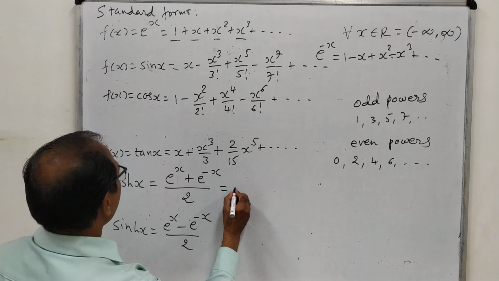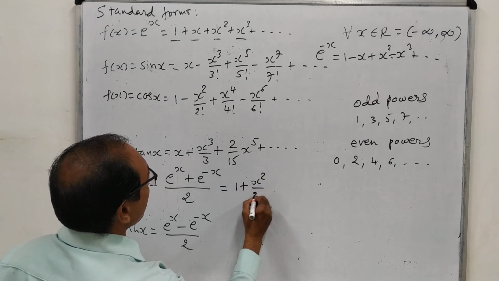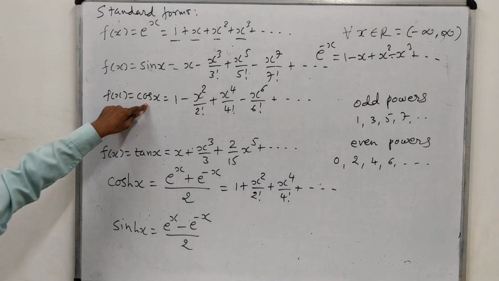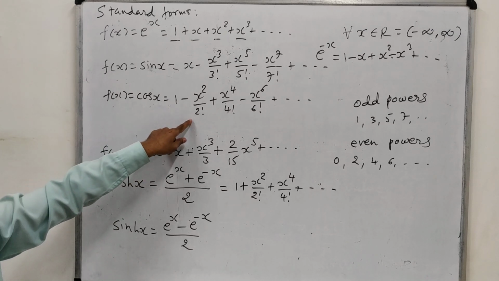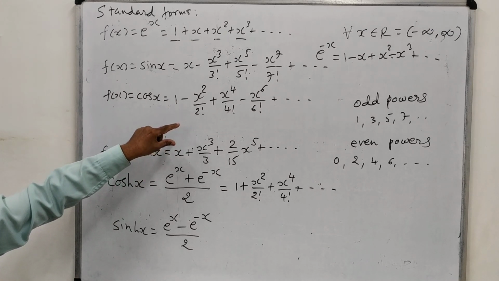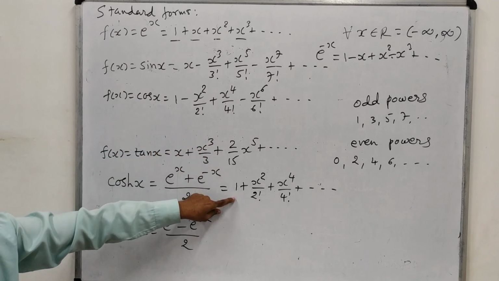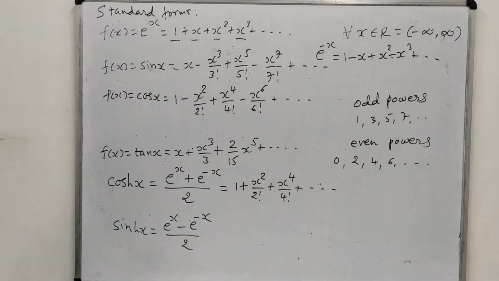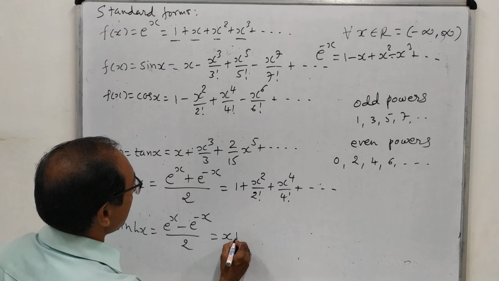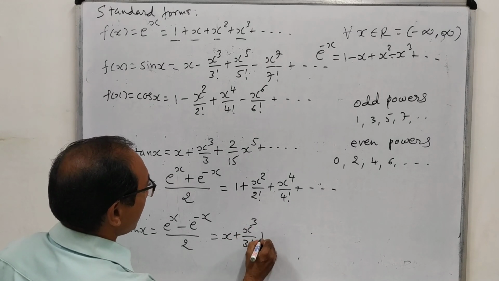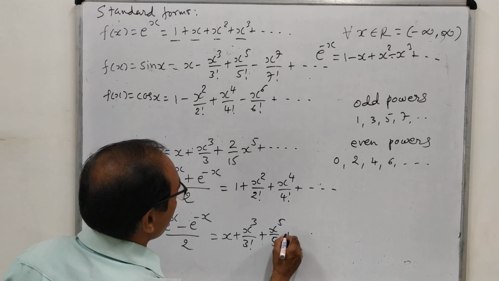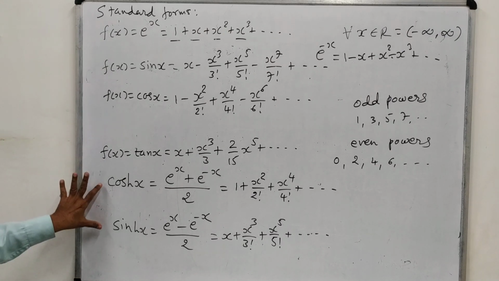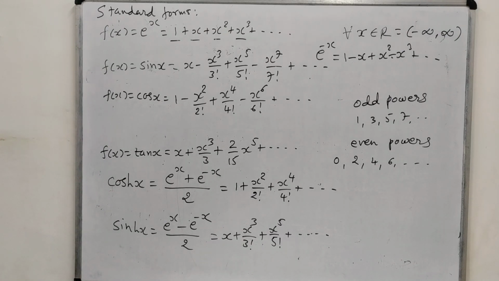So you can get cos hyperbolic x as 1 plus x square by 2 factorial plus x raised to 4 by 4 factorial plus dot dot dot. So you can see that the series for cos x and cos hyperbolic x are the same in form, but here alternate signs are there, that is plus minus, and here all the signs are plus. Similarly, sin hyperbolic x has the series x plus x cube by 3 factorial plus x raised to 5 by 5 factorial plus dot dot dot. So this is the series. You will have to remember these 3 series and these 2 series because they are very easy to remember.